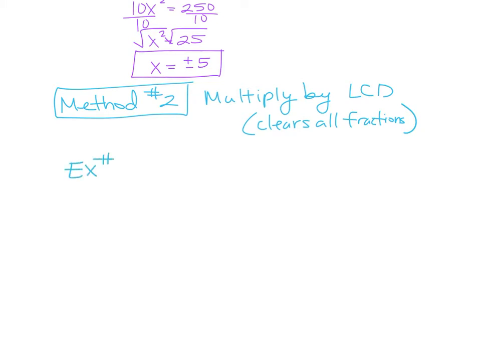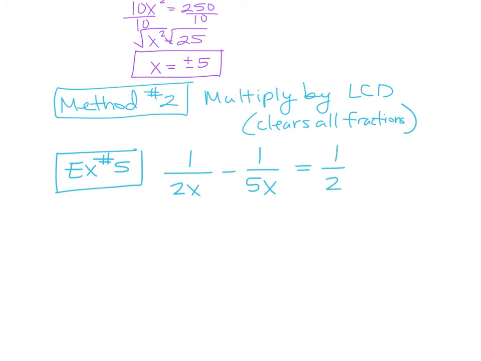Example number 5. Your problem is 1 over 2x minus 1 over 5x equals 1/2. Okay, now in order to cross multiply, you need two fractions set equal to each other, which we don't have. And yes, there are ways you could go about doing that and make it that way, but it's a whole lot more work than what I'm gonna show you right now.